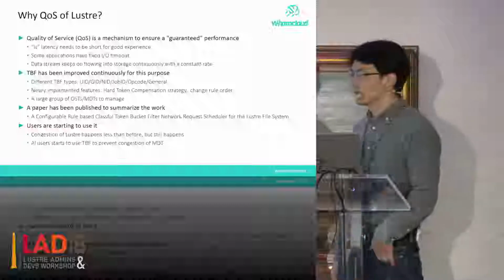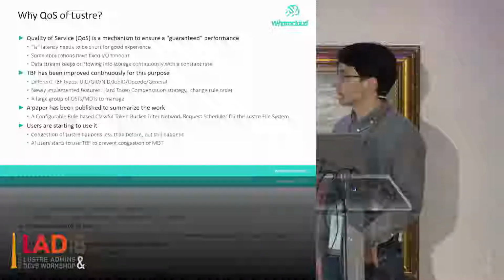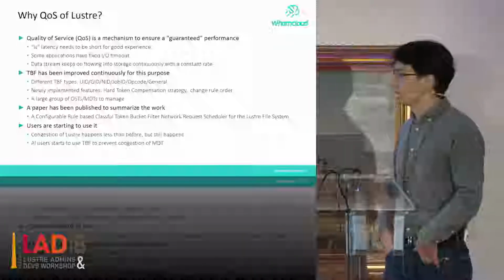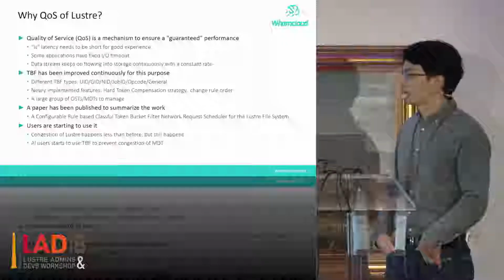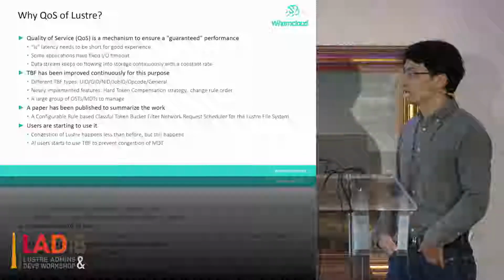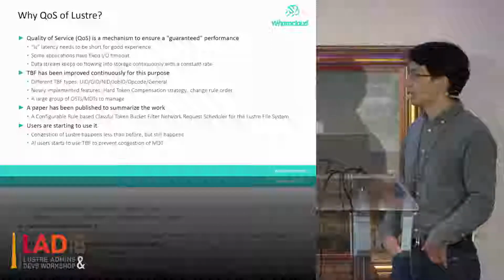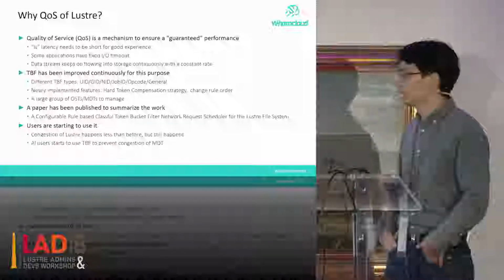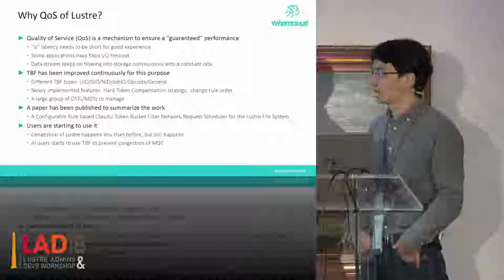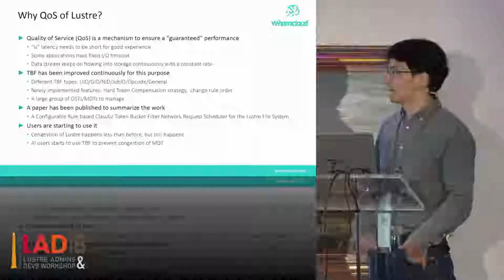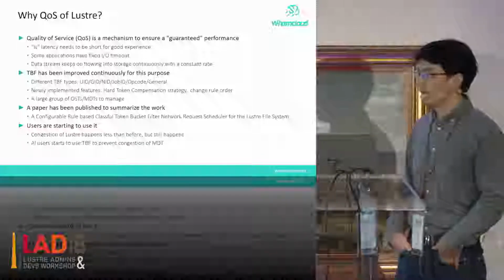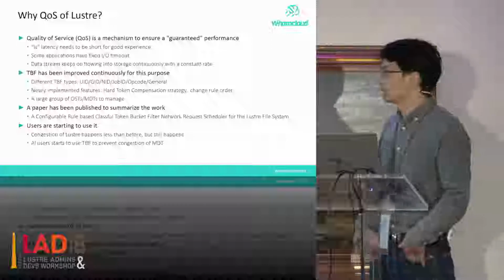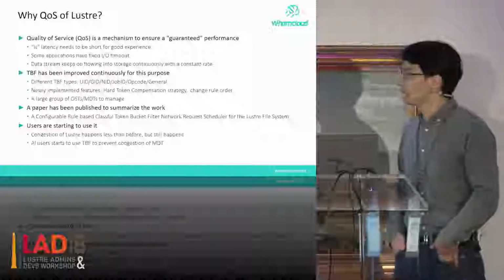So we have been working on this for a couple of years, and we have implemented TBF and keep improving it for this kind of QoS purpose. We have defined different kinds of TBF types, including a lot of IDs, including UID, GID, and opcode, and we can define very complex rules based on these IDs. And we are keeping on adding new features into this framework, for example, the HTC strategy for high priority applications.